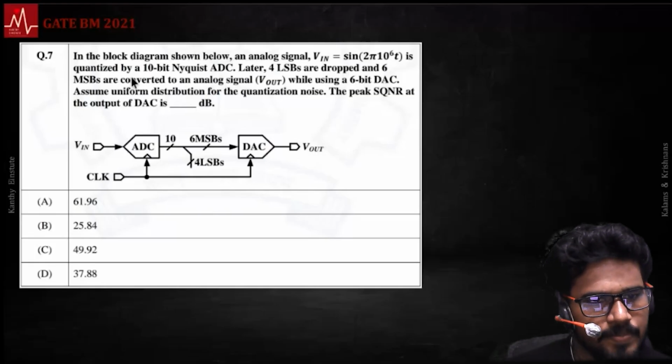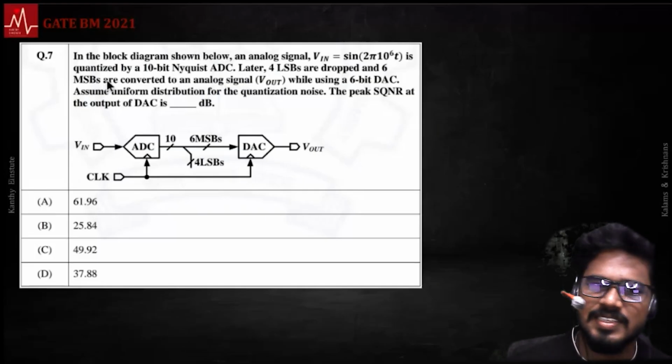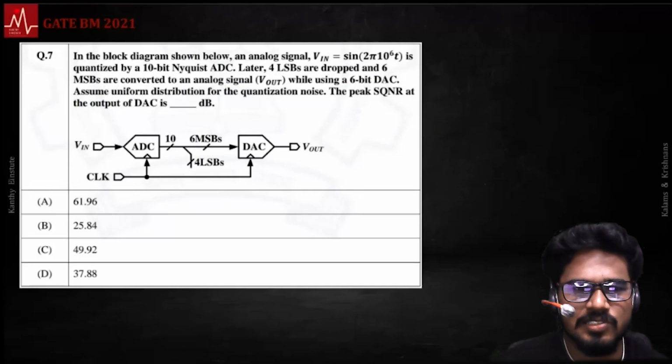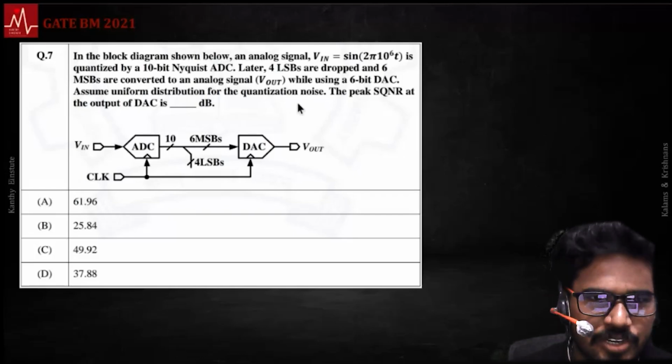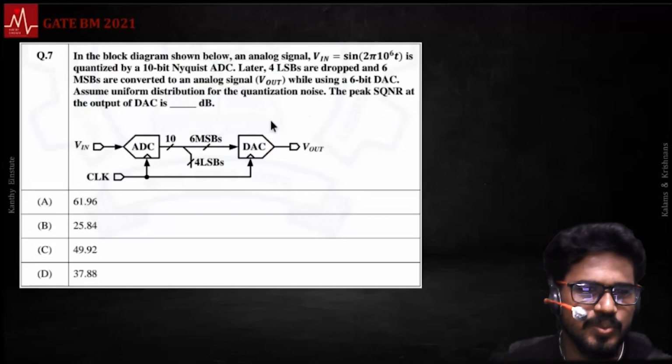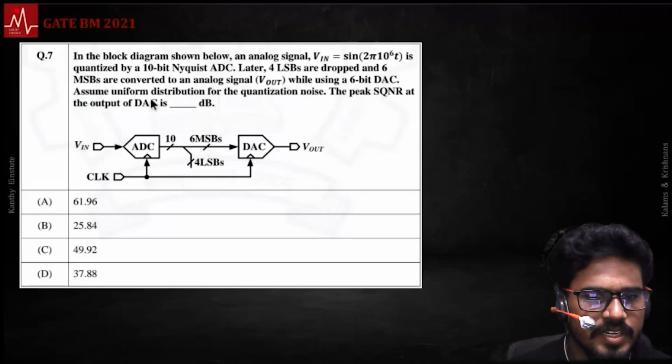Yeah, it's a 10-bit Nyquist ADC. Four LSBs are dropped, six are retained. That is, six important digits are retained. In this process, of course, you're going to lose some information, or you're going to increase your noise, right? Decision noise. Based on this, what is the peak SQNR at the DAC? What is the peak signal to noise ratio at the output?